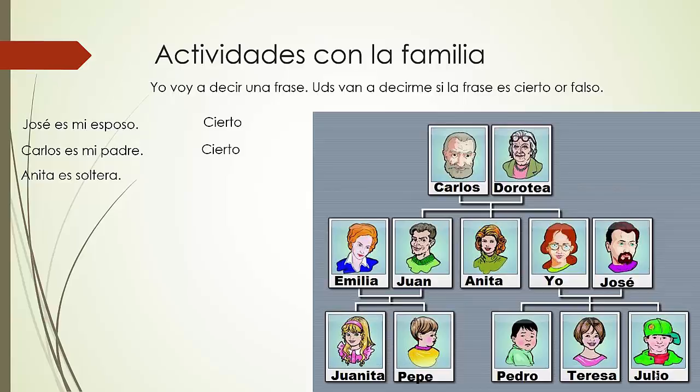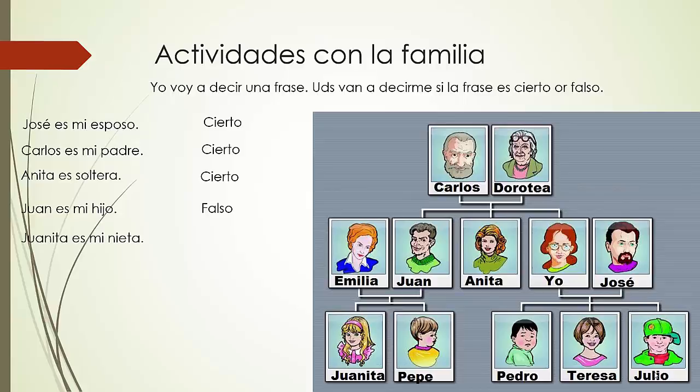Now that one's tricky. Soltera isn't like brother, sister, aunt, uncle. It's an adjective. Soltera means single. She doesn't have a husband with her, so cierto. Número 4. Juan es mi hijo. Juan es mi hijo. ¿Cierto o falso? According to that family tree, falso. Juan es mi hermano.